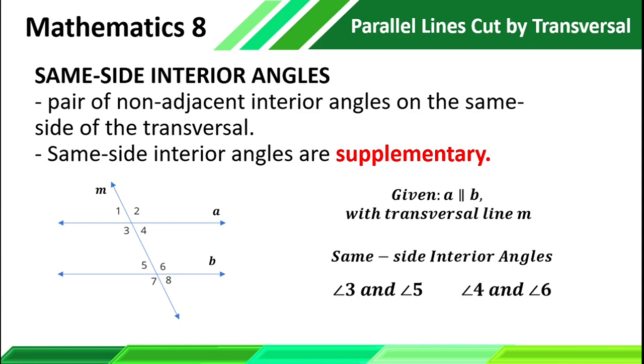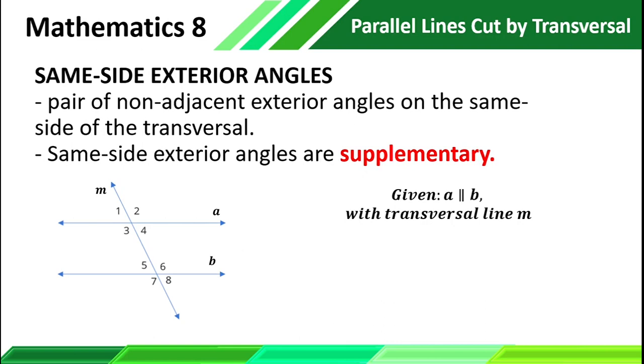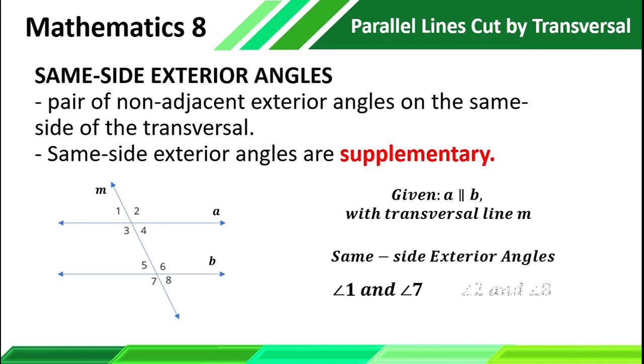If we have same side interior, we also have same side exterior. These are a pair of non-adjacent exterior angles on the same side of the transversal. Always remember, class, when we see same side exterior angles, these are always supplementary. In our example, the same side exterior angles are angle 1 and angle 7, and angle 2 and angle 8.